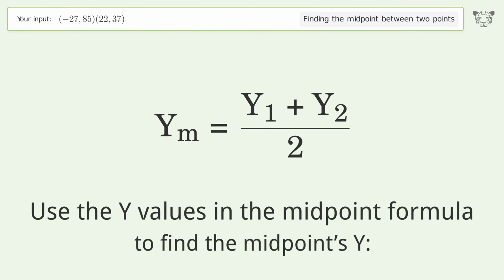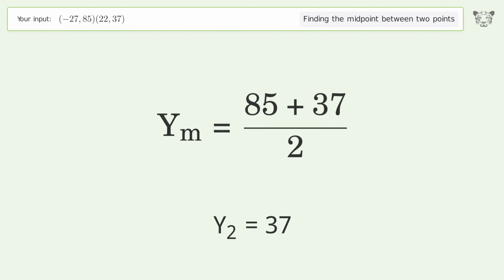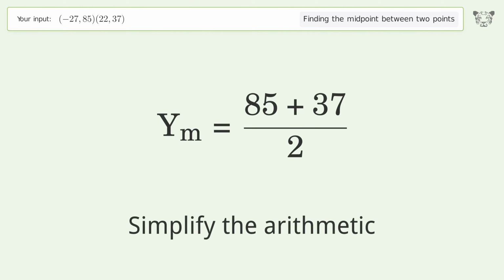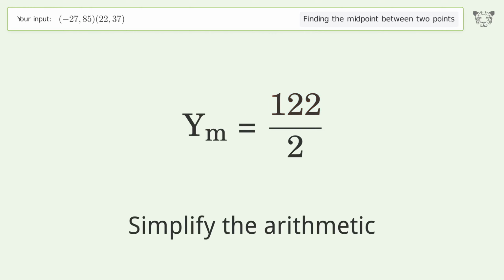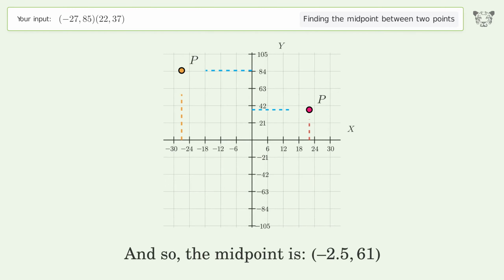Use the y values in the midpoint formula to find the midpoint's y. y1 equals 85. y2 equals 37. Simplify the arithmetic. And so, the midpoint is negative 2.5, 61.